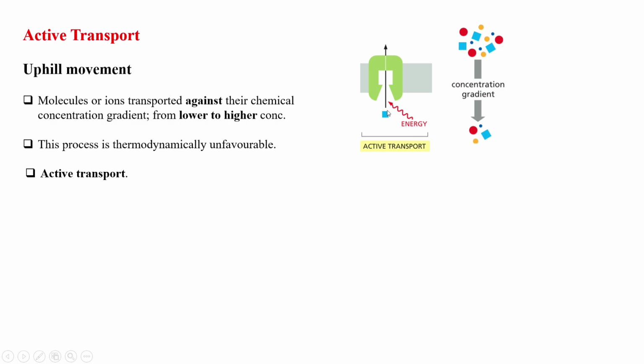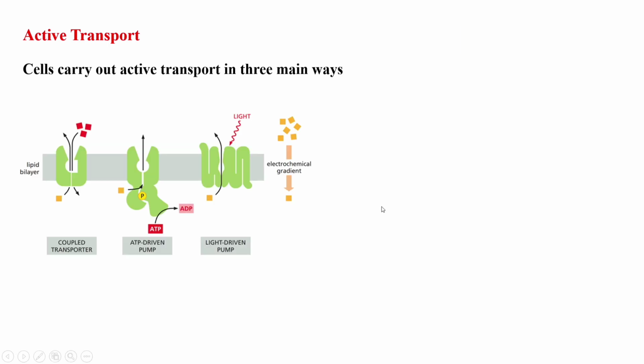Here the molecules are moving from lower to higher concentration. It is not necessary that molecules always move from higher to lower concentration. No, they can also move from lower to higher concentration. Sometimes cells require the movement of these molecules from lower to higher concentration, and that's why it requires active transport. And here is the play of different types of proteins.